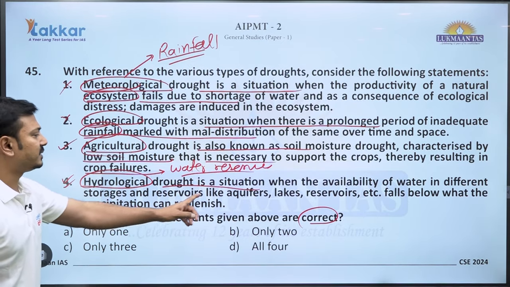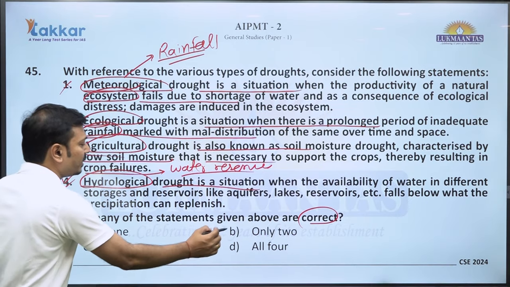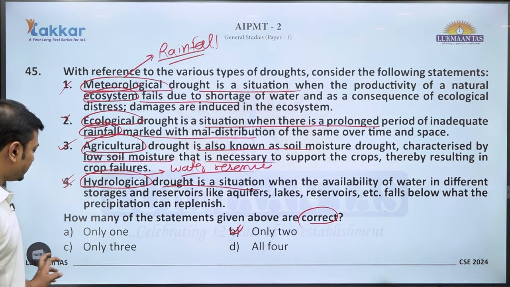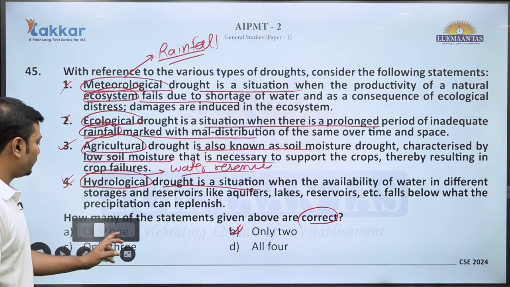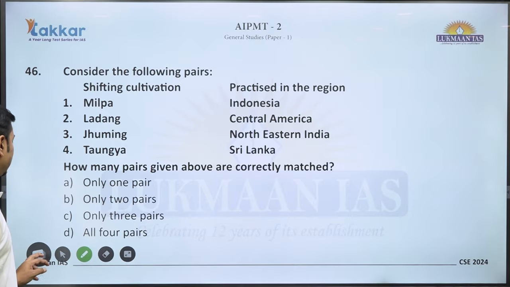Storage and reservoirs like aquifers, when the water decreases there, it is hydrological drought. Two statements are correct, two incorrect. So that's why B is the correct answer. Very simple. This should be correct for everyone. Okay? Right. Again, very simple question.